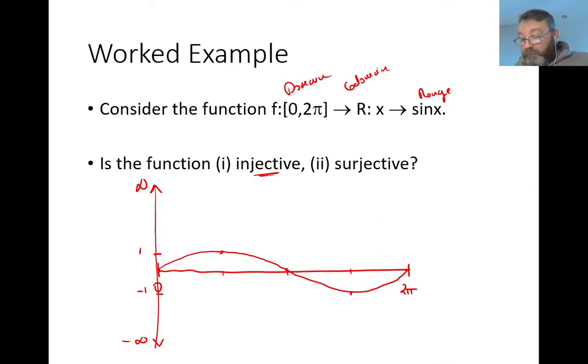Okay, let's run down between minus infinity and plus infinity. There are stages where the horizontal line doesn't cut the graph at all. Okay, and then there are stages where it cuts more. So it's definitely not injective.